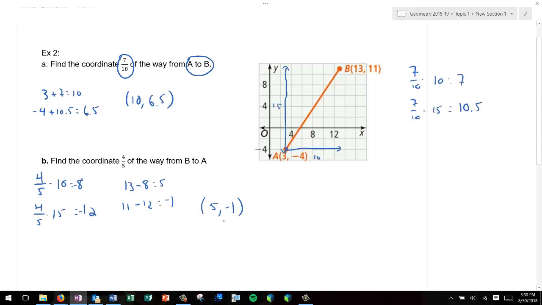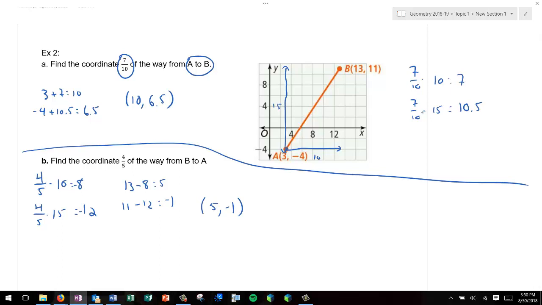All right, welcome back in. So if you notice on this first example, I did 7/10 times 10 gave me 7, and 7/10 times 15 gave me 10.5. It's okay to get decimals. That happens. It's the same thing that'll happen with any positive number as well. It's no big deal. So what I did was I took my initial point 3 and I added 7, my horizontal change, and I got 10. And I did the same thing with my y coordinates, and I ended up with the point of 10, comma 6.5 for example 2.